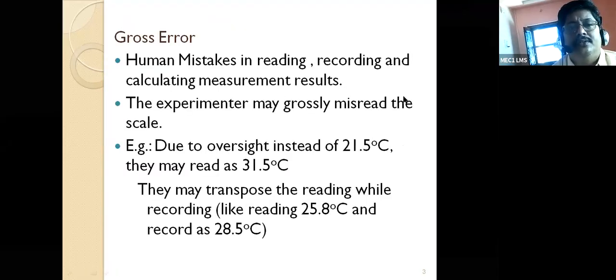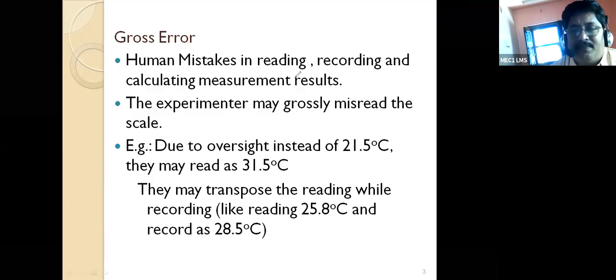See here, in this gross error. Gross error means human mistakes in reading, recording, and calculating measurement results. That means these gross errors are made by the human.